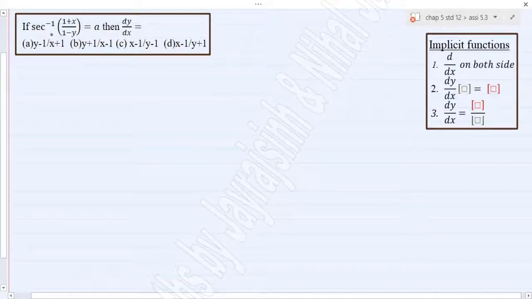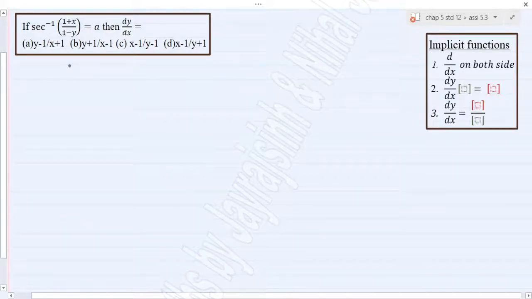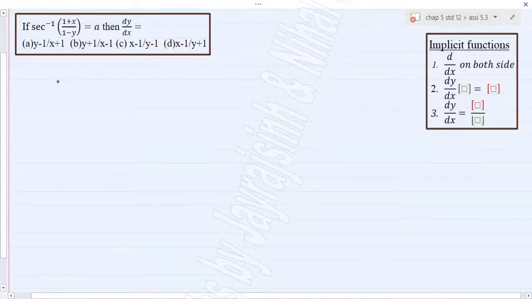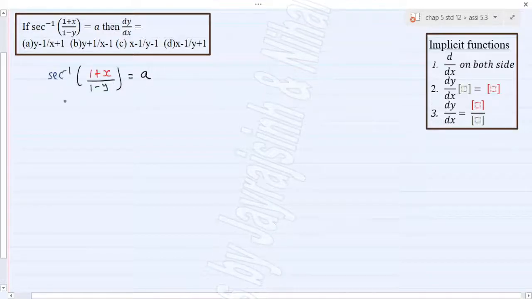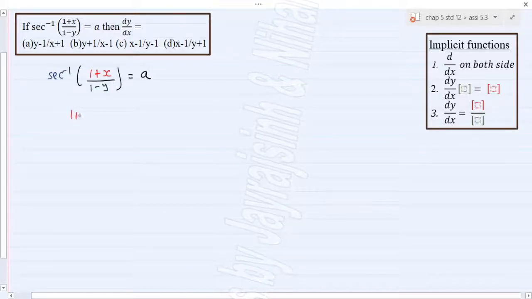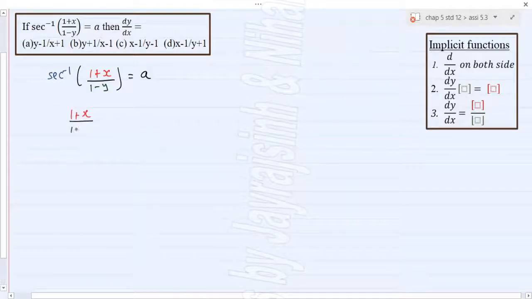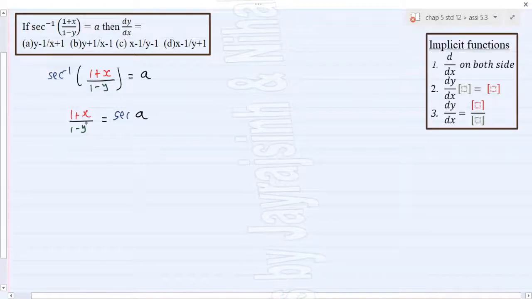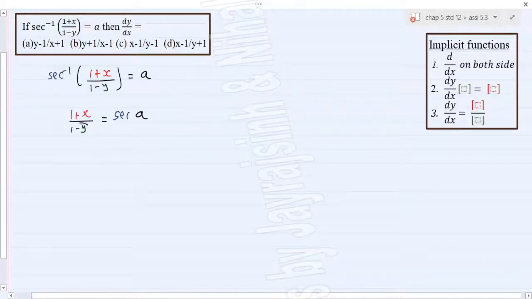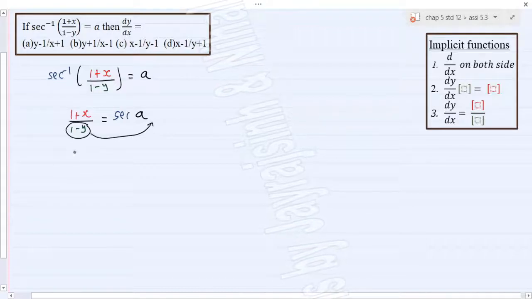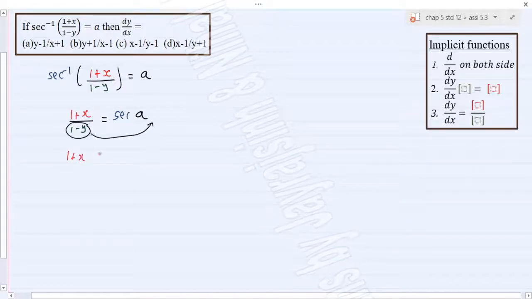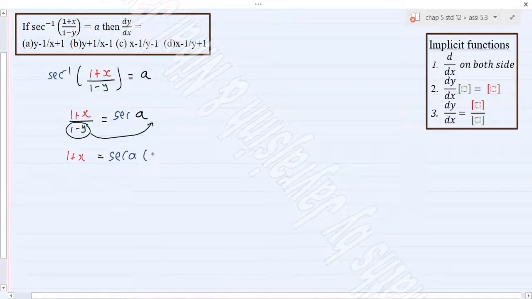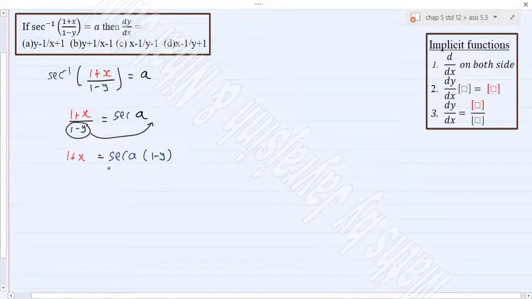In this question, we have sec inverse of (1 + x)/(1 − y) is equal to a, and we have to find dy by dx. Let's get our function. First of all, let's simplify our implicit function. (1 + x)/(1 − y) is equal to sec a. For further simplification, let's multiply (1 − y) on the right side. So we'll get 1 + x is equal to sec a into (1 − y). So here we get our simplified form.